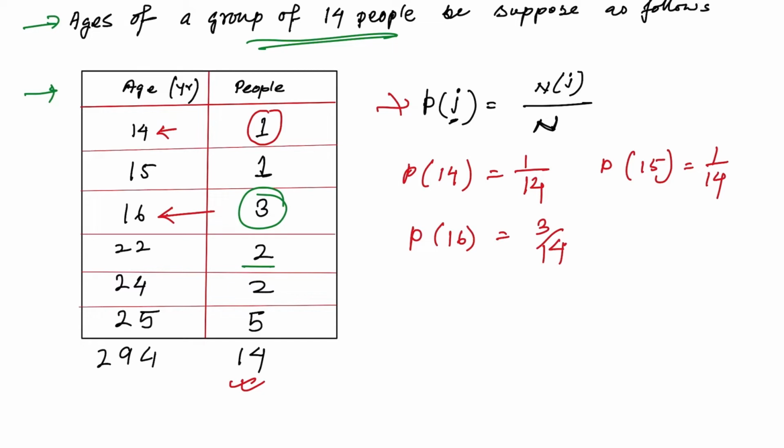Now here you see, which is the most probable age? Here you can see, the most probable age is definitely 25. So 5 members are 25 years old, so the probability of 25 is definitely 5 by 14, which is the greatest. This is the maximum probability, isn't it? So if you select a member randomly from this group, then the chance of getting a 25 years old member is maximum.